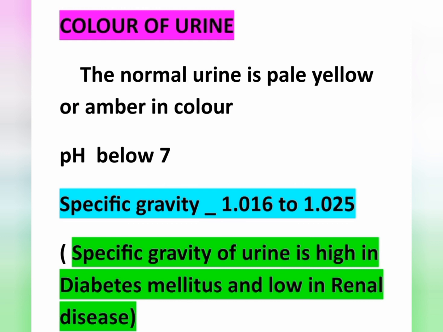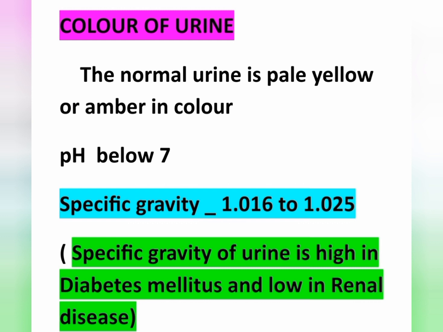Okay, normally the urine is pale yellow or amber color, and the pH is below 7. Okay, urine pH. The color of urine: when the quantity of the urine is increased, the color becomes pale yellow. When the quantity of urine is decreased, the color becomes deep yellow. Okay. Next is the specific gravity of urine.